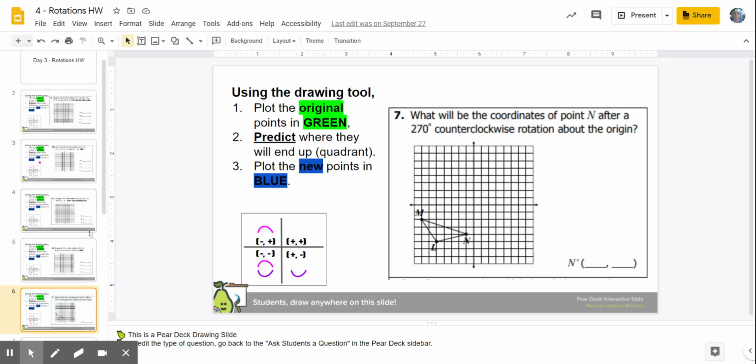What about slide 6? We're only talking about N. N is the only thing we care about. What's the ordered pair for N?